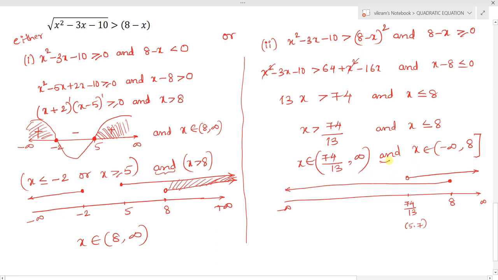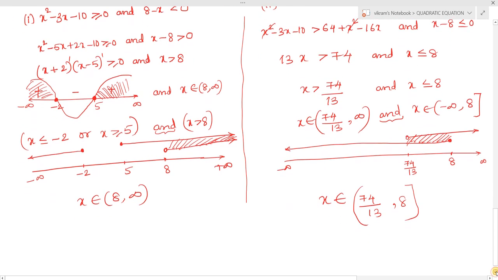Now in between we have "and", which means the common portion has to be taken. So x belongs to 74 by 13, which is open braces, a small circle, up to 8 only. It is up to 8, and it is closed.